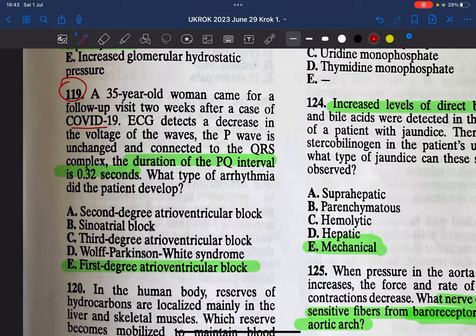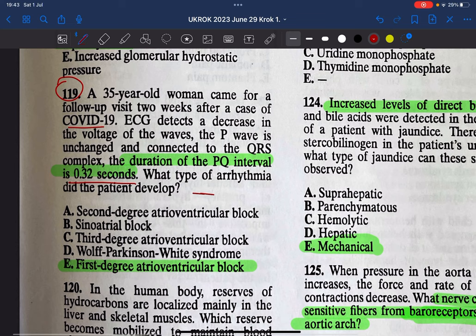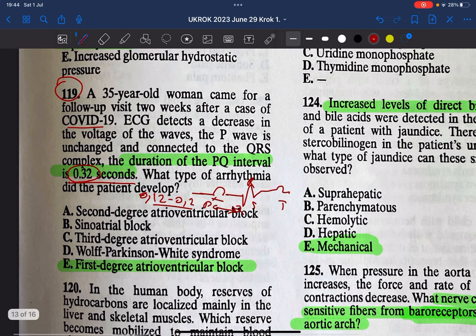Here, someone after COVID, and we see that there is decreased voltage of the waves, the P wave is unchanged and connected to the QRS complex, and the duration of the PQ interval is 0.32. So here is the normal ECG, PQRST. The normal PQ duration would be 0.12 to 0.2 seconds. If it's 0.32, then it means that the PQ interval is elongated.